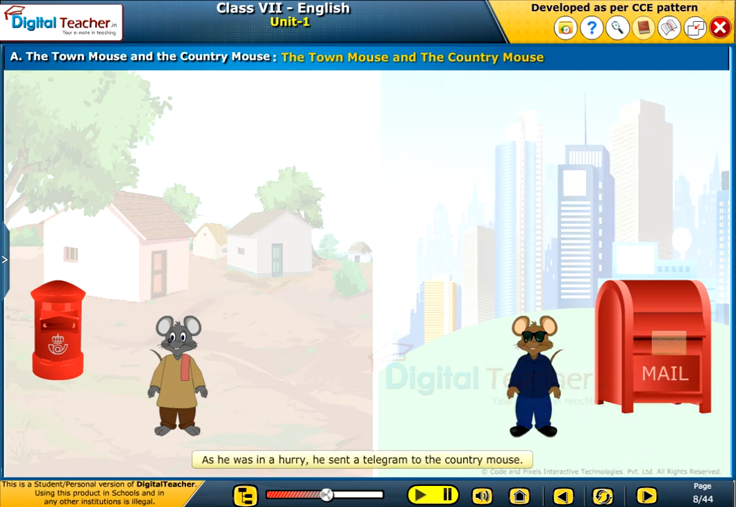As he was in a hurry, he sent a telegram to the country mouse. "Overjoyed, come soon. Town mouse."